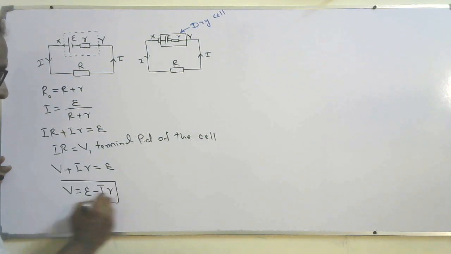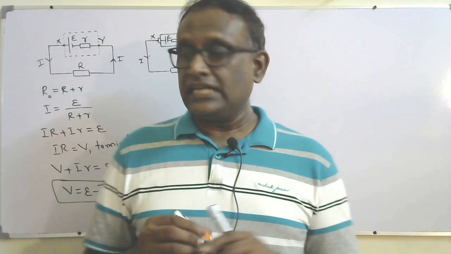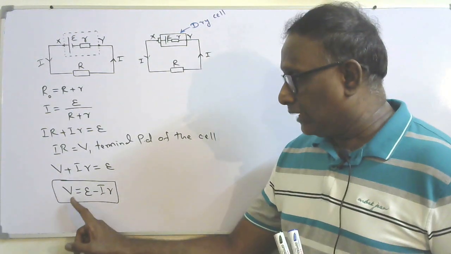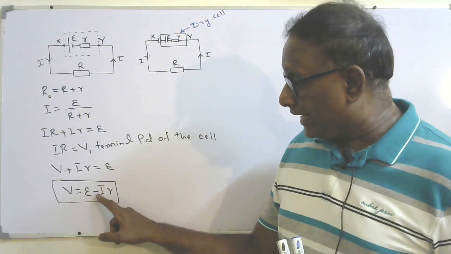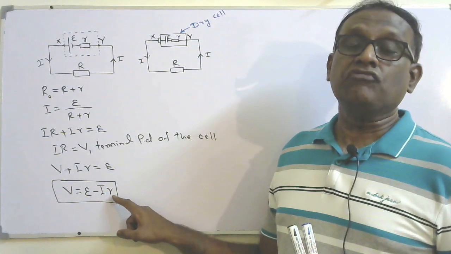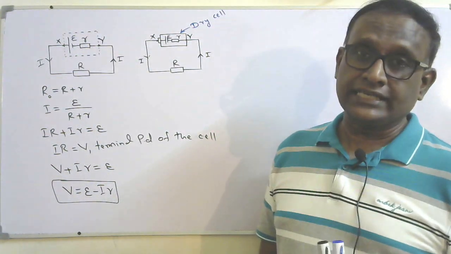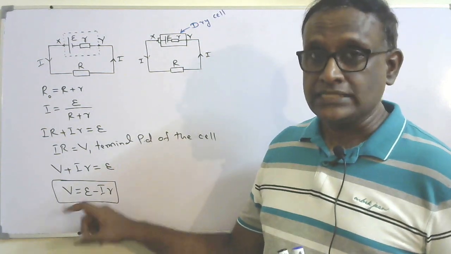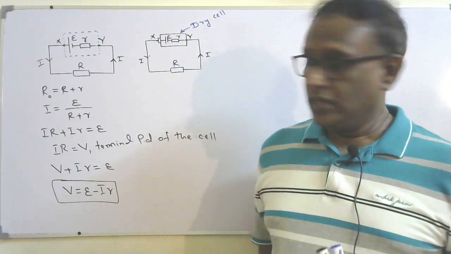This is given in your data sheet for Edexcel and Cambridge. In case they ask you to derive this, you can derive it this way. Terminal potential difference is equal to EMF minus Ir. So I times r is the voltage drop inside the cell due to its internal resistance. So remember that the terminal potential difference is always lower than the EMF of the power supply.